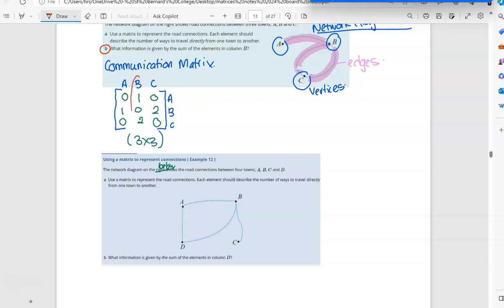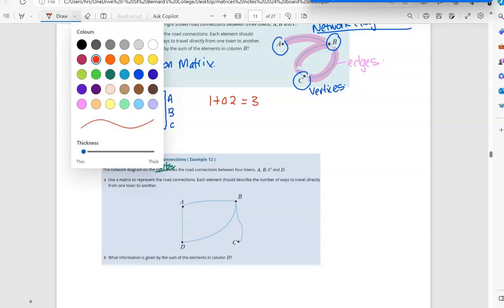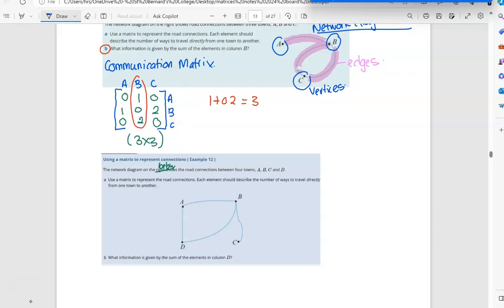So if I add those numbers up, 1 plus 0 plus 2, it equals 3, but what information does that tell me? There's 3 what? There's 3 roads going into town B. Would you agree? Or coming out of town B. So that's what we'll say: that equals 3 roads coming out of town B. See here, we got 1, 2, 3 roads. So that's what that one is.